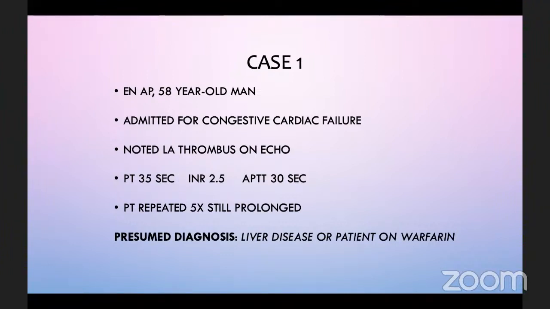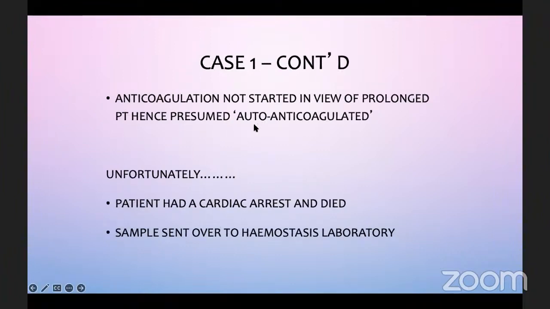So basically, repeated PT still prolonged. So then they presumed that this gentleman had liver disease, and or the patient is on warfarin, and they didn't do anything, right? So congestive cardiac failure with LA thrombus, because the PT was prolonged, they did not give this gentleman anticoagulation. So it was not started in view of prolonged PT and hence presumed auto-anticoagulated. Unfortunately, subsequently, he developed a cardiac arrest and died. And then eventually they sent the test to a hemostasis lab for further testing.